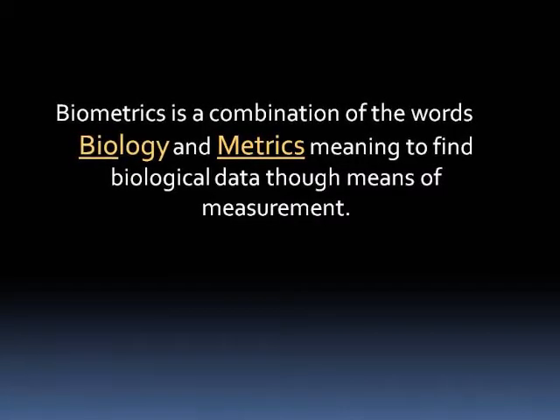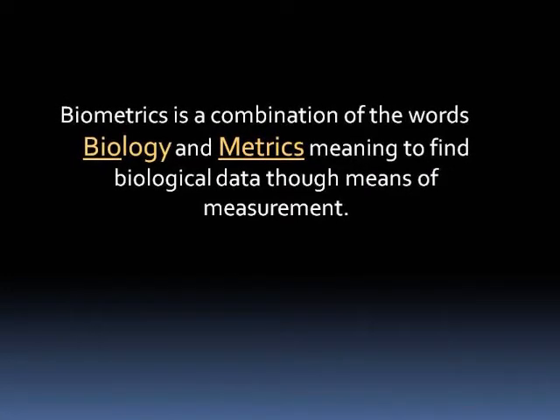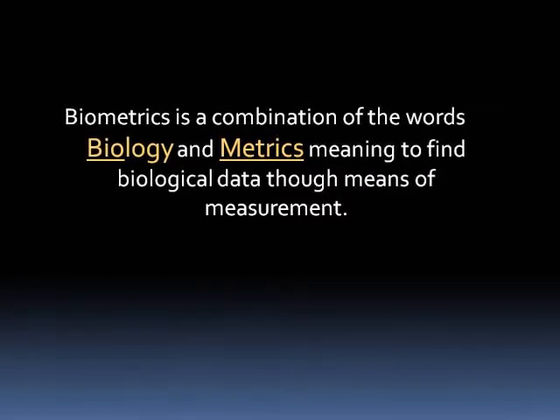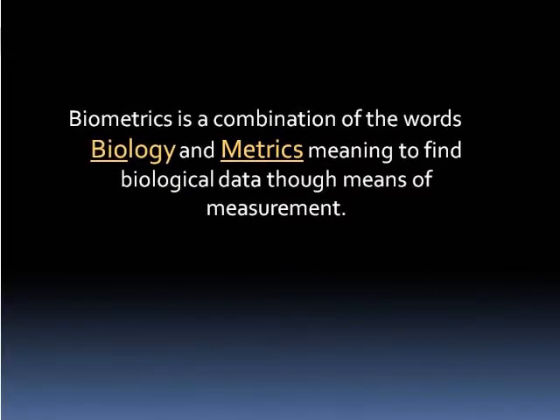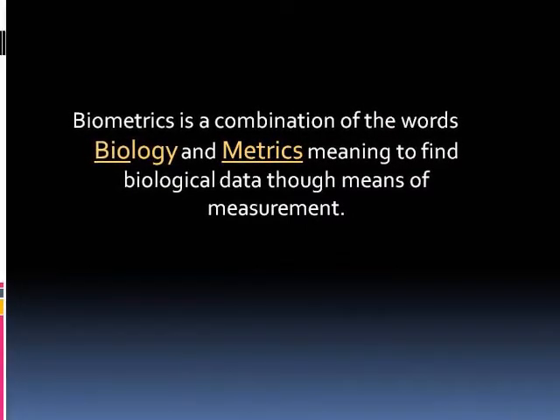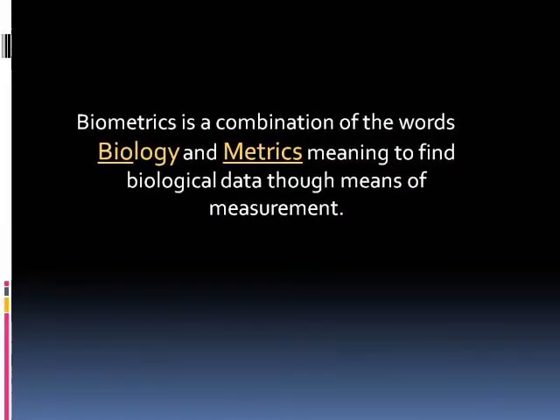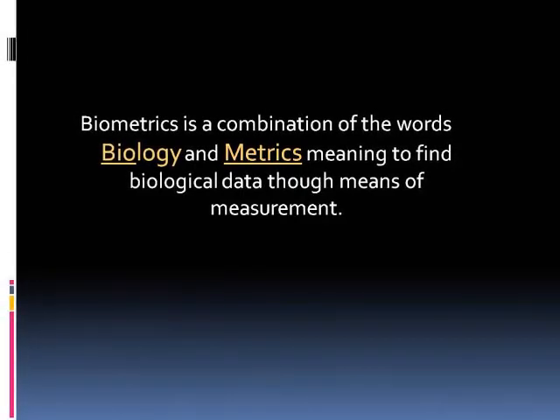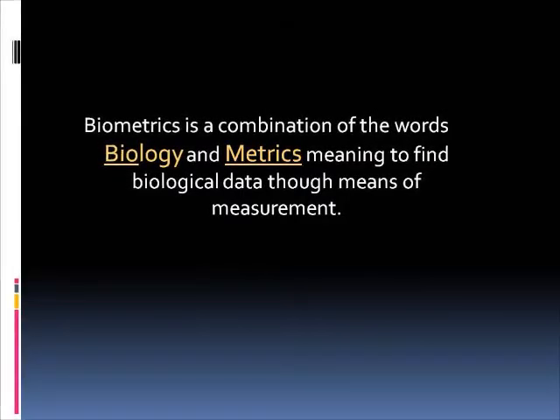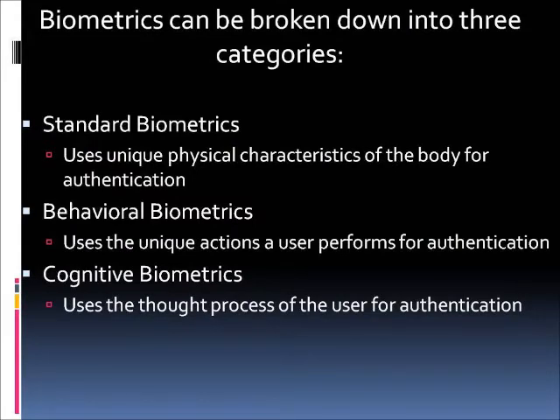Biometrics comes from the words biology and metrics, meaning finding biological data through means of measurement. Measurements such as the width of the eyes, the geometrical shape of a hand or face, are examples of different types of biometric scanners that will be covered in more detail soon. Biometrics can be broken down into 2 main categories: standard biometrics and behavioral biometrics. Cognitive biometrics is classified under behavioral biometrics. However, we feel it is also important to share this knowledge with you.